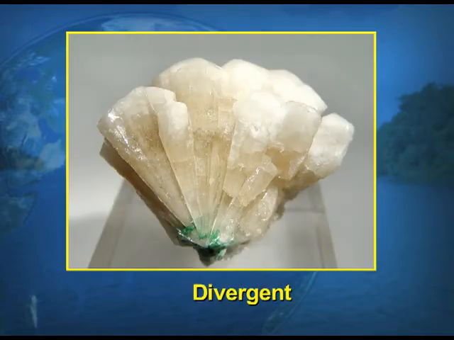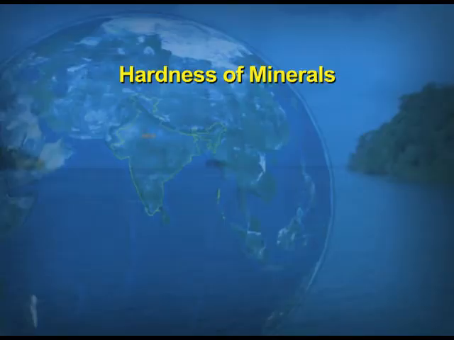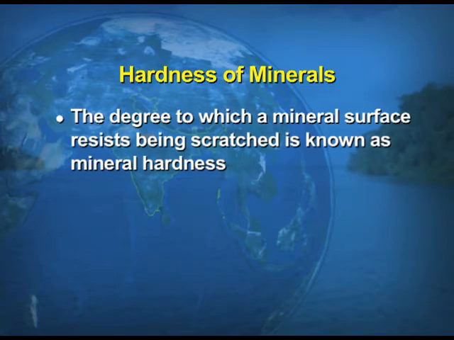And divergent means from the sides, if it comes to the center, that is known as the divergent. Now, the next physical property of the mineral is how hard the mineral is. So, the hardness of the mineral is the next property. So, what is the hardness? The hardness to which the mineral surface resists being scratched is known as the mineral's hardness.